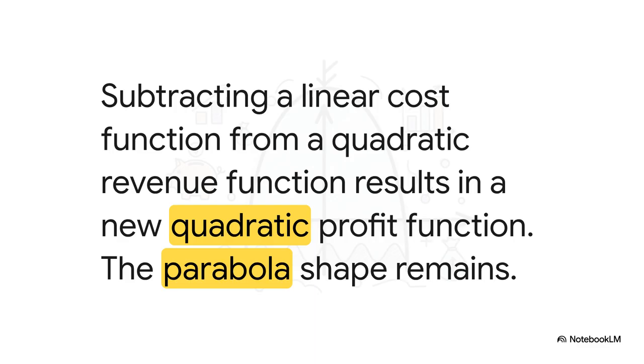Now look closely at that result. Is it still a quadratic? Yes, the highest power of x is still 2. And what about the very first term, the one that determines the shape? It's still negative ax squared, it's still negative. So our profit function is also a downward-facing parabola.